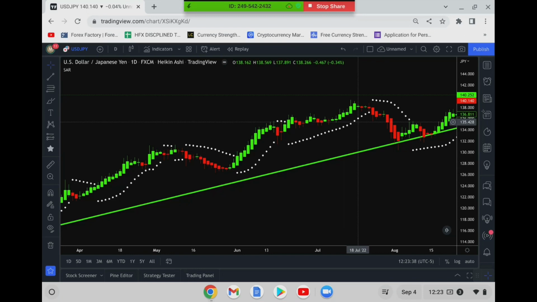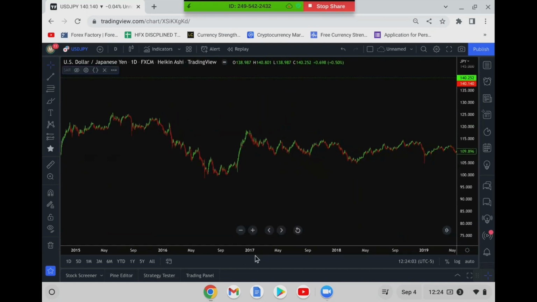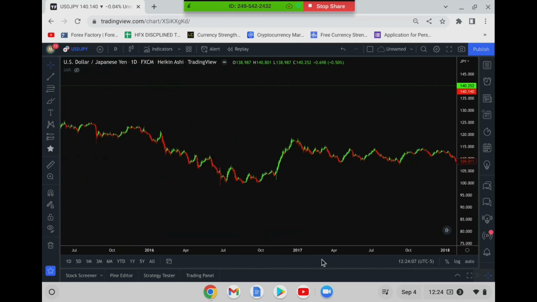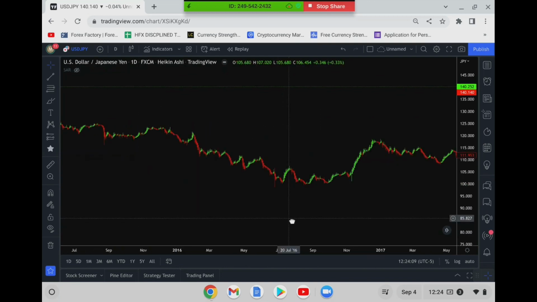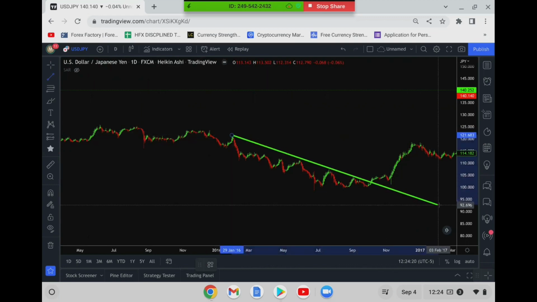So now that we talked about this uptrend, let's go ahead and look at an example of a downtrend. All right, you guys, so here we have an example of a downtrend still on the daily time frame for USD JPY. Let me just go ahead and draw this downtrend for you. Let's start it here to here.